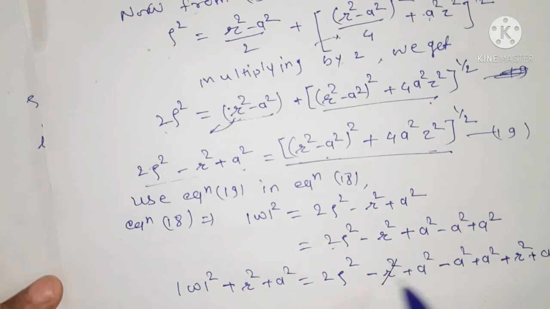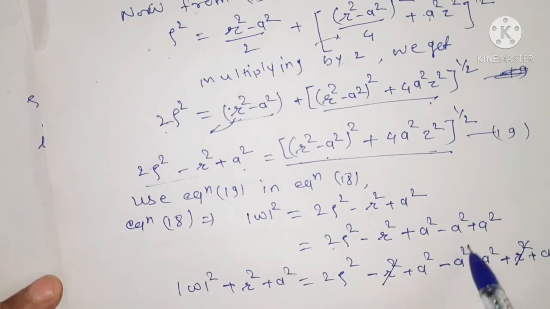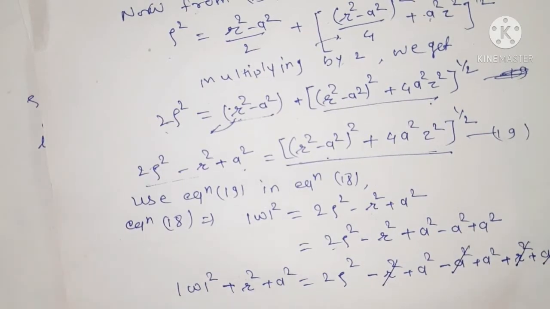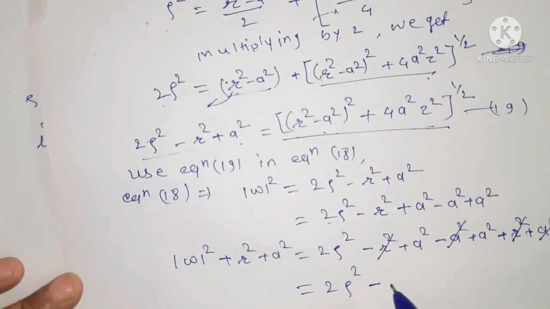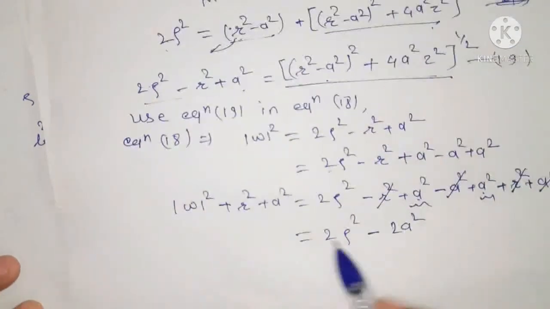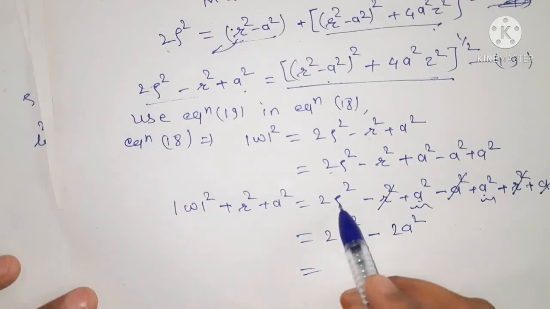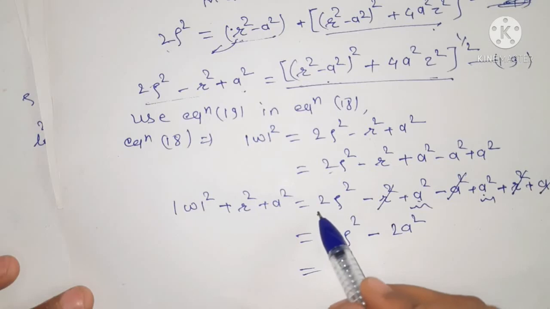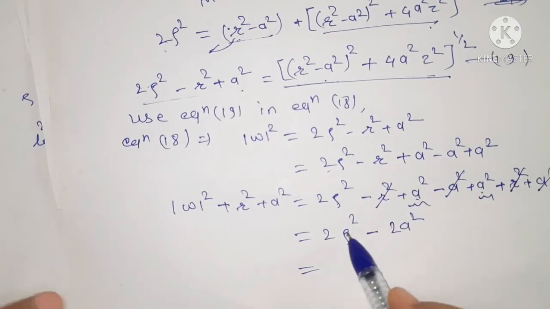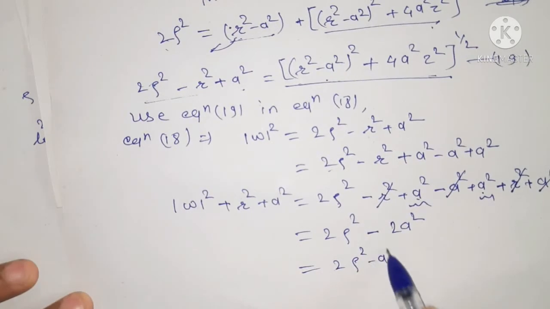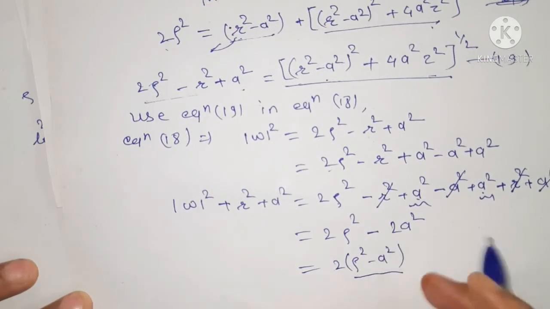Okay, so this r square gets cancelled, minus a square gets cancelled, and therefore we get 2 rho square plus a square will be equal to twice a square. Since we require this term, because rho square requires a multiplication of rho, there will be 2, so we require 2 to be common, and therefore rho square minus a square. We require this type of term here.